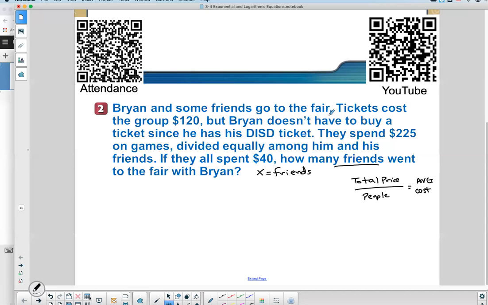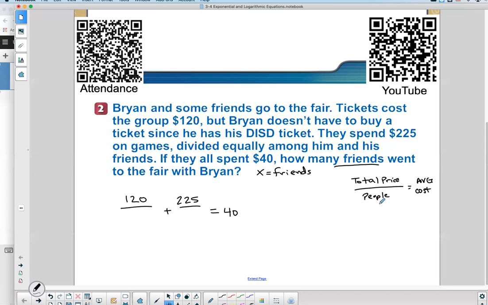And so I have 2 prices though, not just one, I have 2. So I'm going to have this fraction twice. So I have $120 that we spend. And I also have $225 that we spend. And all together, this is the average cost, $40. That goes there.